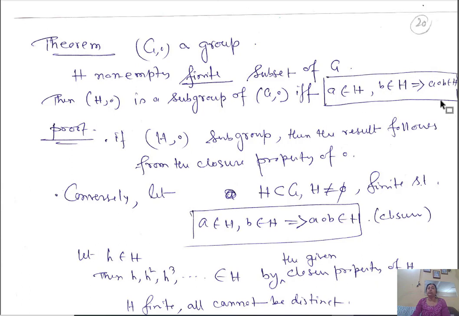Now suppose this closure property holds, and we have to show this is a subgroup. The extra condition given here is that H is a non-empty finite subset. So suppose the closure property holds. For a subgroup, we have to show the closure property, the identity element, the inverse of each element, and the associativity law.